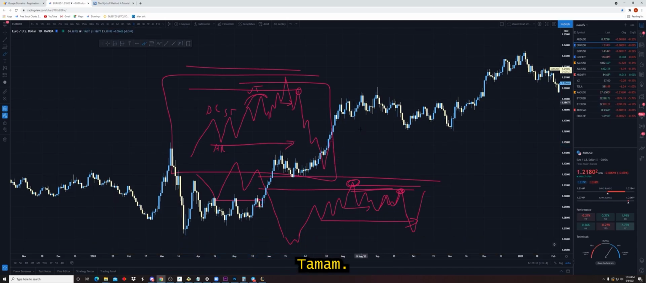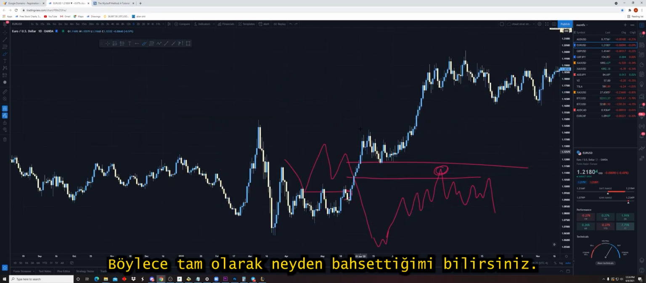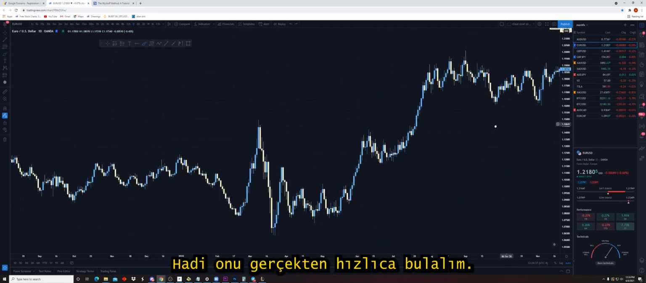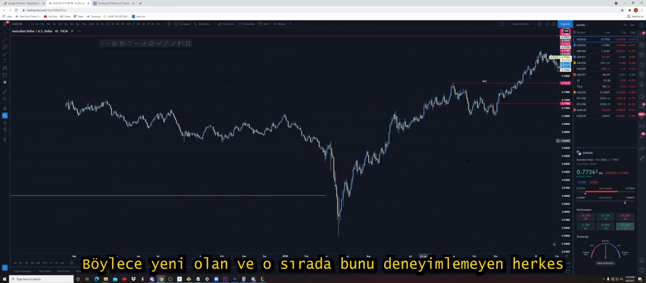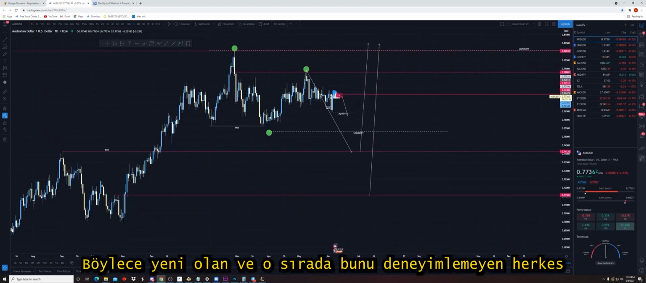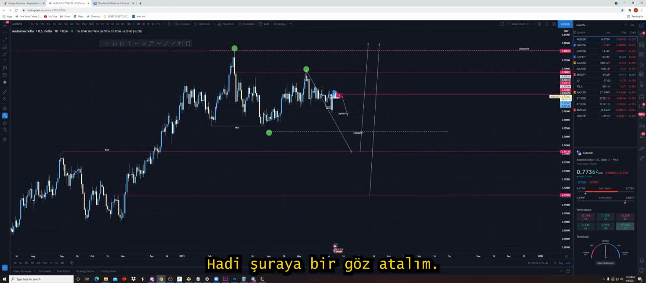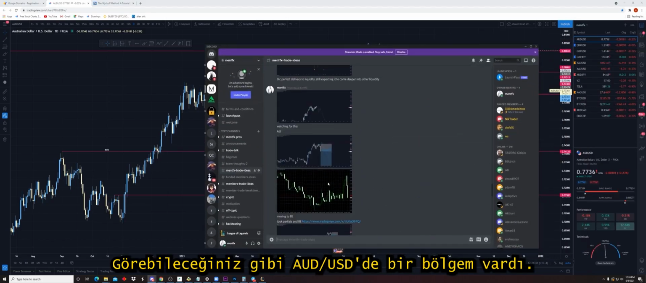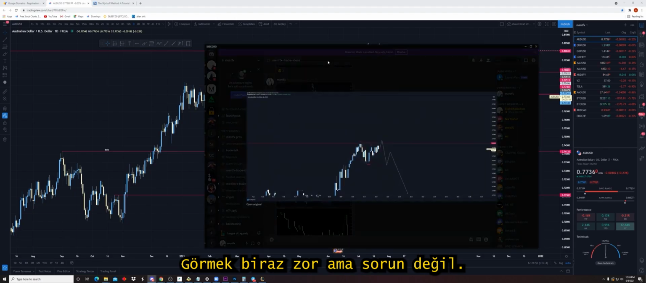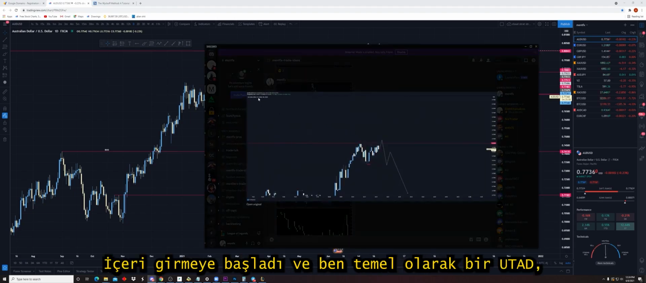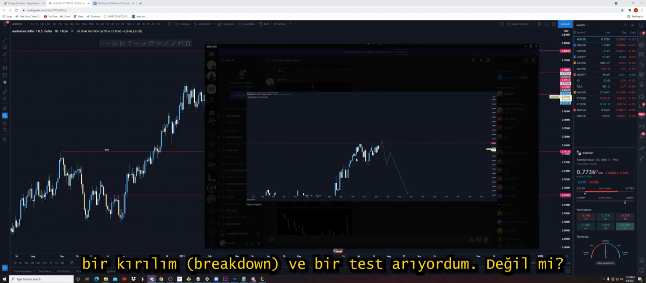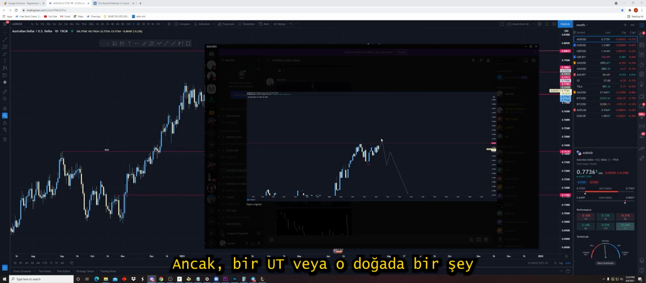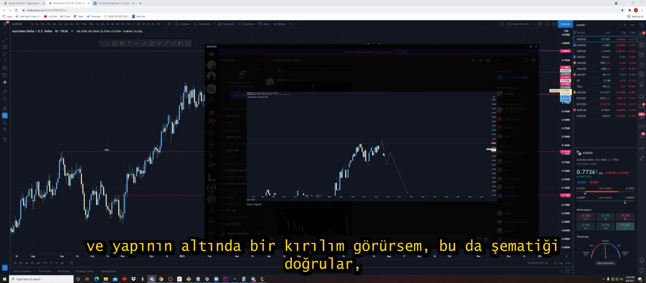So let's go over a few examples very quickly, just so you understand what I mean by what I'm showing here, okay? So you know exactly what I'm talking about. So we actually had an Australian dollar, US dollar trade sent out. Let's go find that really quickly so anyone that's new and didn't experience this at the time can understand exactly how it happened. So let's take a look right here. As you can see, I had a zone. Australian dollar, US dollar, it's kind of hard to see, but it's okay. It began to come in and I was basically looking for a UTAD, a breakdown, and a test, right?